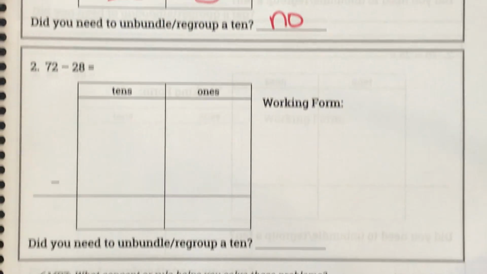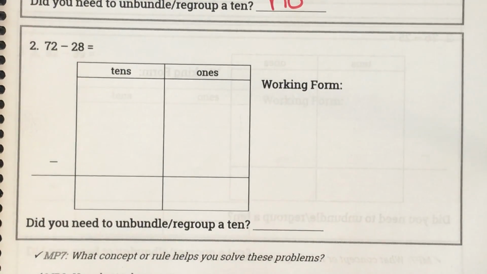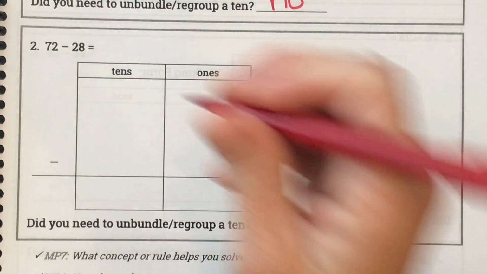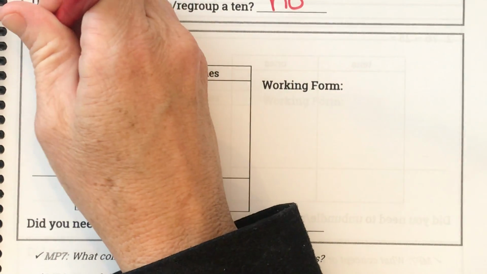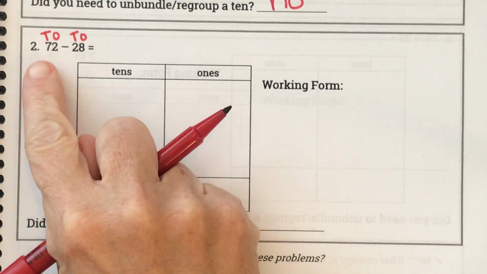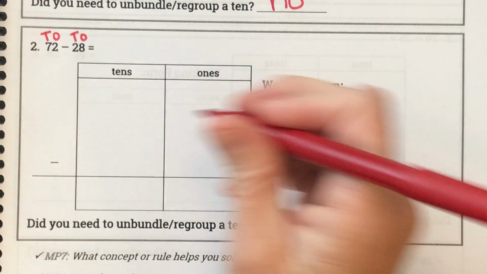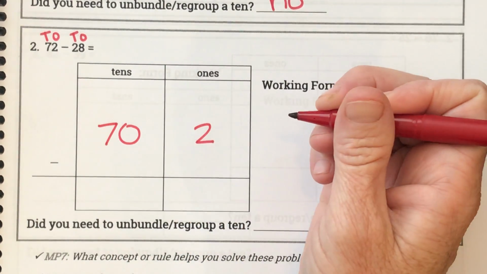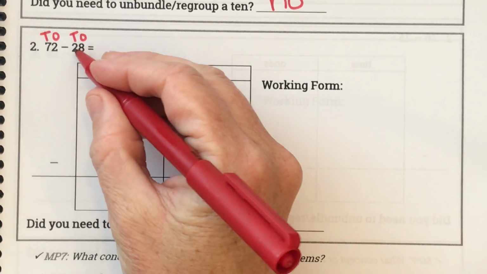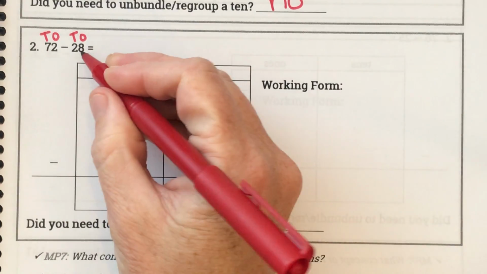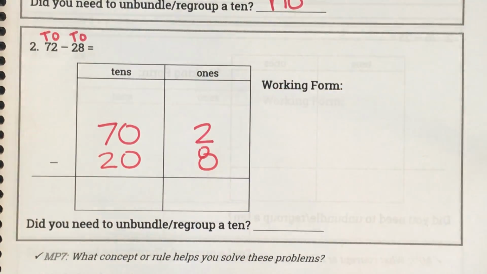Okay, let's look at our next problem. This one says 72 subtract 28. So my first step is I'm going to write both my minuend and my subtrahend in here. So I have 72. 72 means I have 7 tens and 2 ones. Subtract 28. 28 is 2 tens, which is 20, and 8 ones.